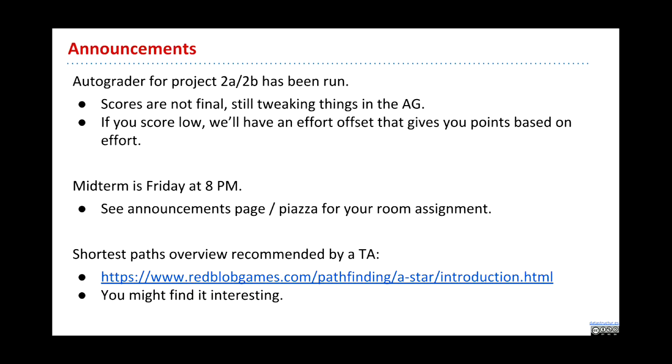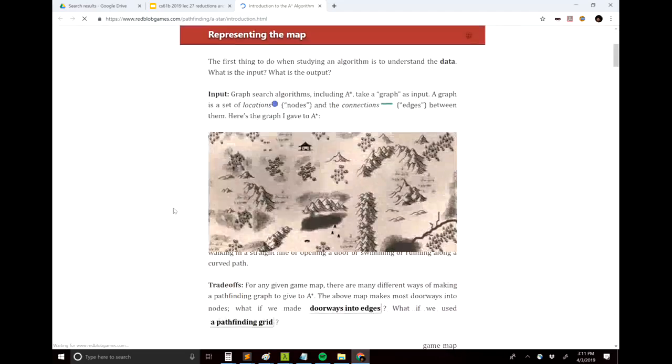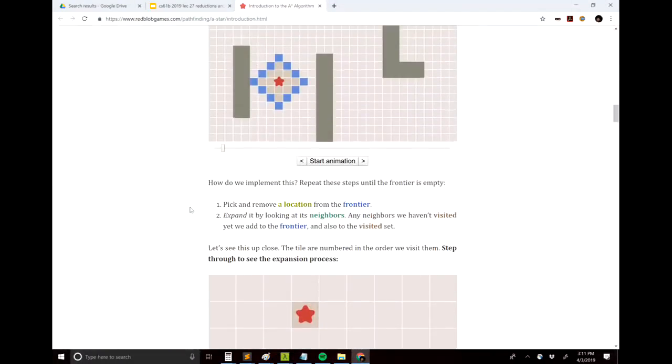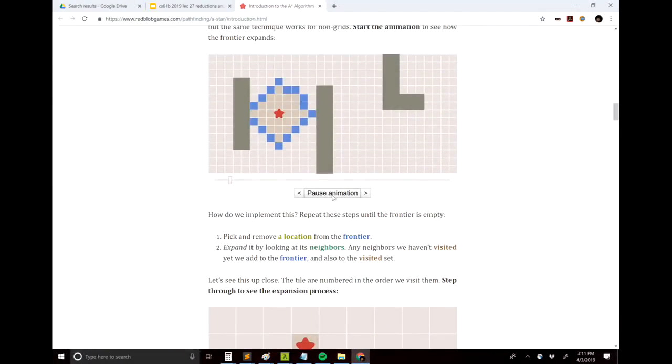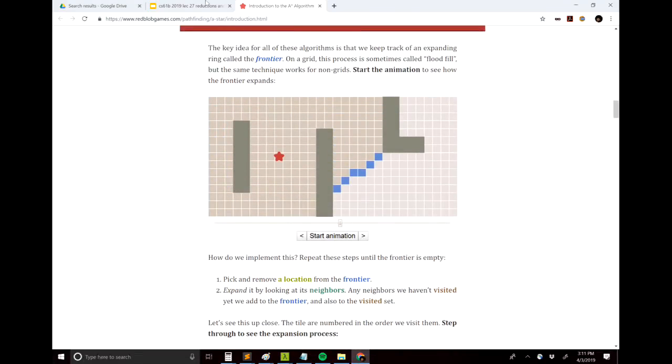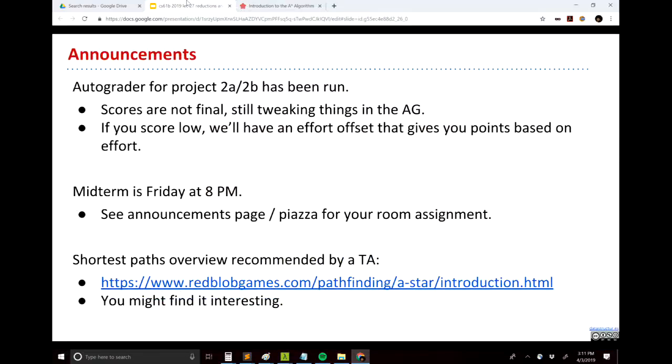One last thing, announcements-wise, is one of the TAs really likes this description of A-star and other shortest paths algorithms. So you may find it interesting as well. It's got these nice interactive demos, and it's just an alternate perspective that a TA who's thought about these things many times really enjoyed. So here you can see a fringe and all that. So if you want to play around with that, you might find it useful.